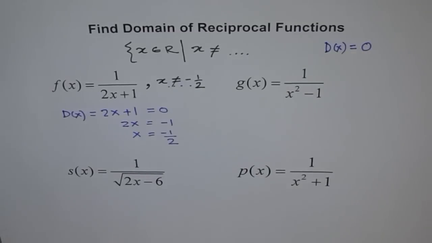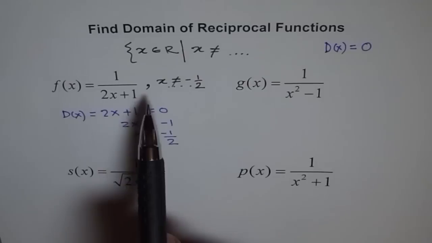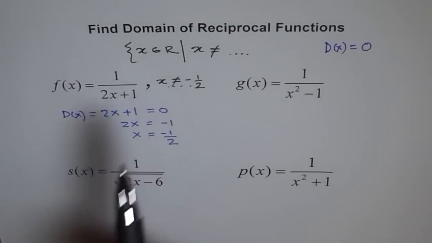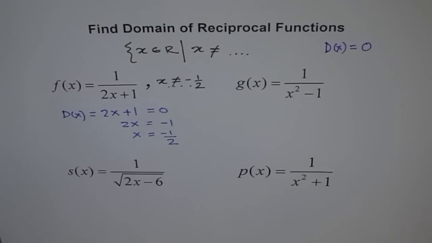So that is the domain of this function. Even otherwise, whenever you are given a reciprocal function or any function which has a denominator, it is a good practice to write the restrictions. So we call them restrictions also, right? Always write down their restrictions. That will help you in solving many problems.